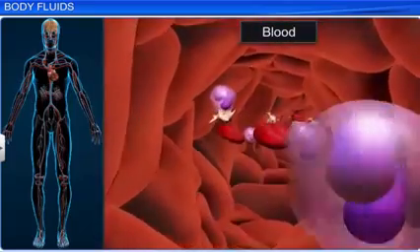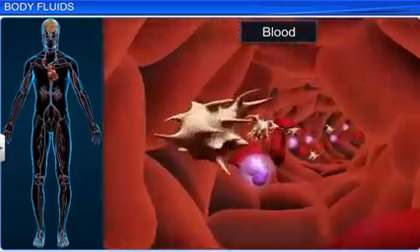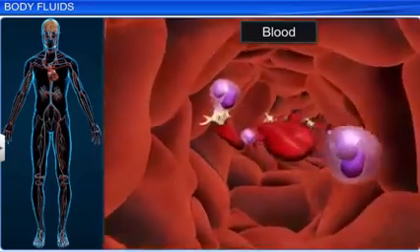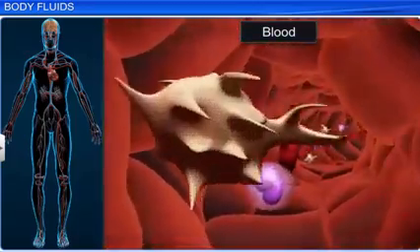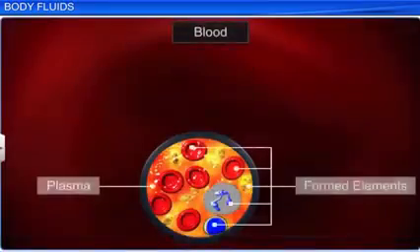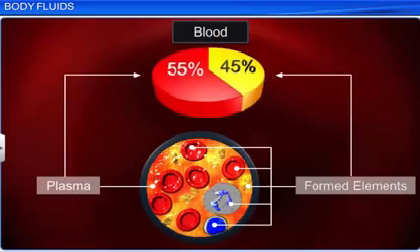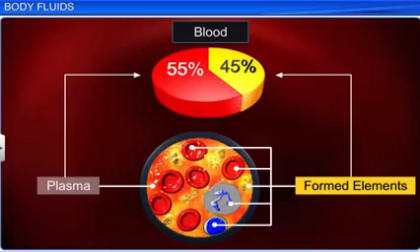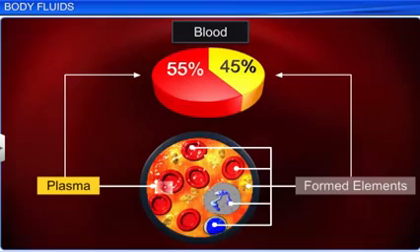Blood is the common body fluid used for circulating nutrients and removing waste throughout the body in humans. It is a liquid connective tissue that consists of 55% liquid plasma and 45% formed elements called blood cells. Now, let's see what plasma is made of.